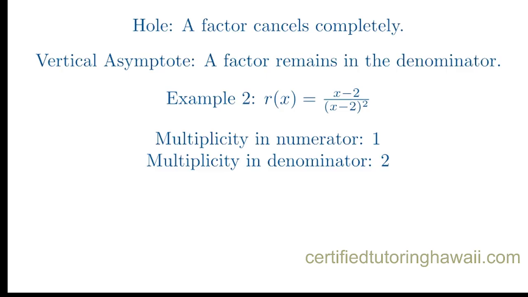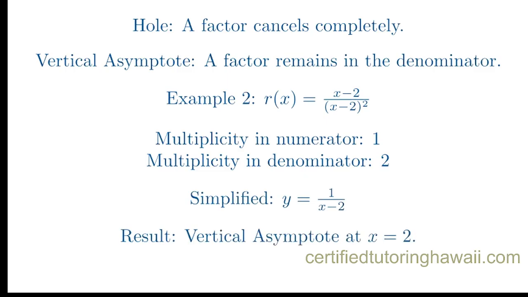Instead, when we simplify, one of the x minus 2 factors cancels, but 1 still remains in the denominator. The simplified function is y equals 1 over x minus 2. Because the factor x minus 2 is still in the denominator, there's a vertical asymptote at x equals 2. The key takeaway is to factor everything, simplify as much as possible, and then examine the remaining factors in the denominator to find any vertical asymptotes.